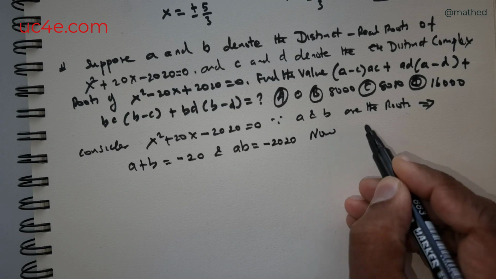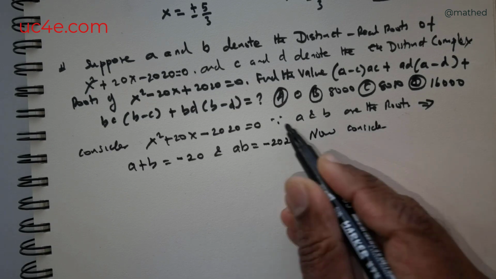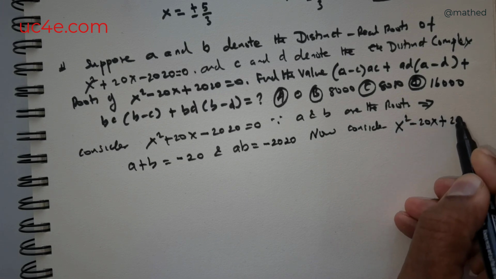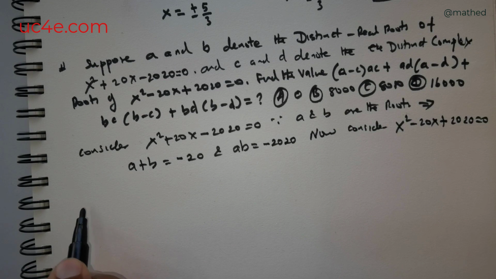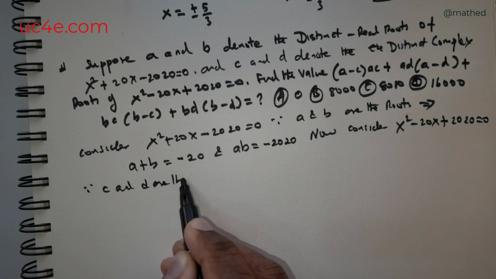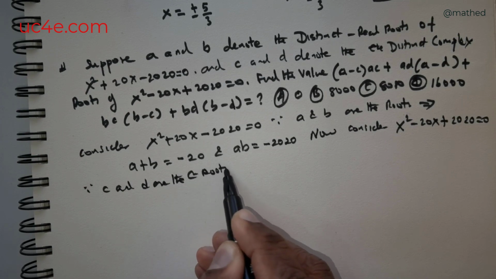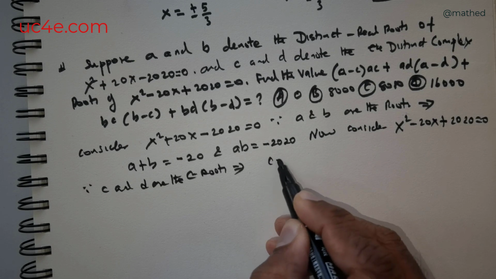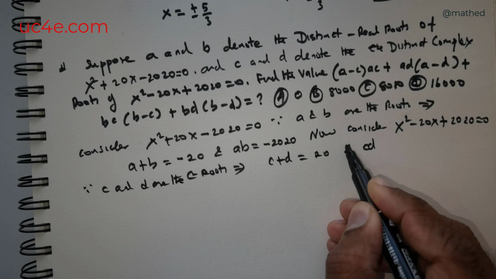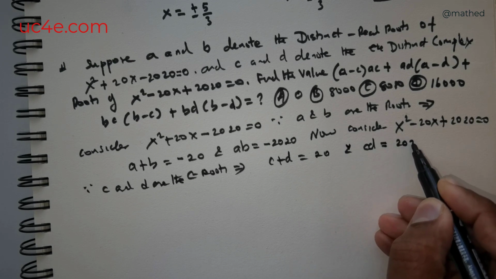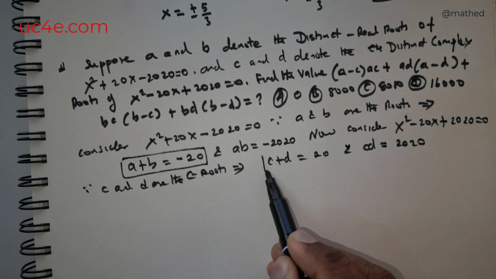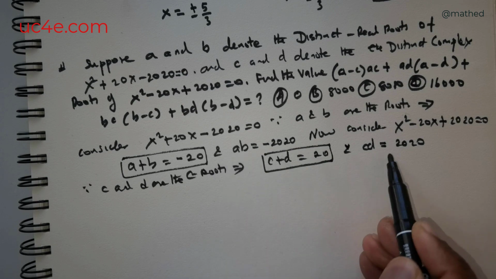Okay, now consider the other equation. x squared - 20x + 2020 is equal to 0. Now from here, since C and D are the roots, complex roots in fact, this would mean C + D is equal to 20 and CD is equal to 2020. So we got two important sums and two important products.